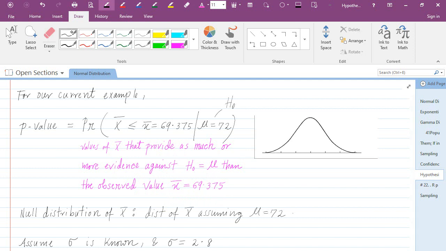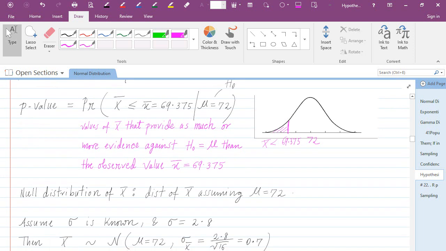So in this probability, we're going to assume that x bar has a normal distribution. So we are assuming that the mean is 72 inches, right? And we are asking, what's the probability that x bar is less than 69.375?